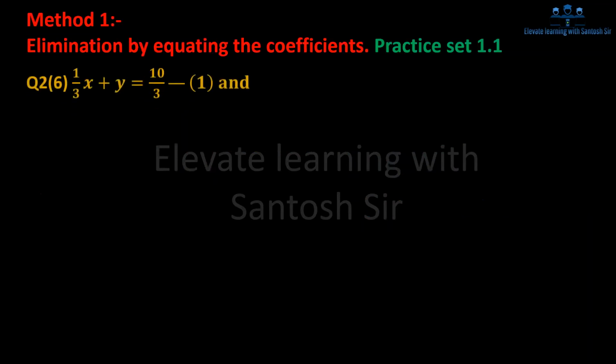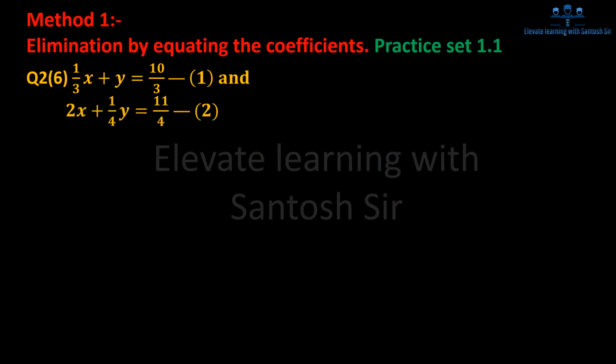Let's take up the next example. Here 1 upon 3x plus y is equal to 10 upon 3 and 2x plus 1 upon 4y is equal to 11 upon 4 are the two equations given to us. We can clearly see that both the equations are a little complex. So first we will have to make them simple.